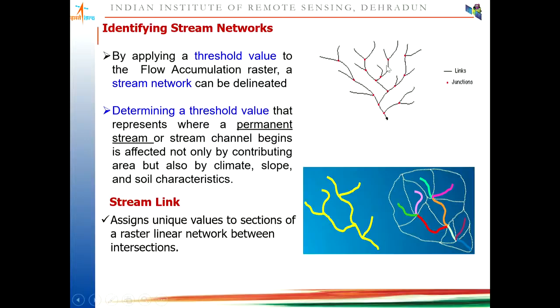How we generate the first, second, third order depends on what threshold value you define. For permanent features, the threshold values are larger numbers. We will show how the threshold value changes and your drainage patterns are delineated differently from the flow direction and flow accumulation map. Basically, once you get the drainage map, through software you can then generate the sub watershed map.